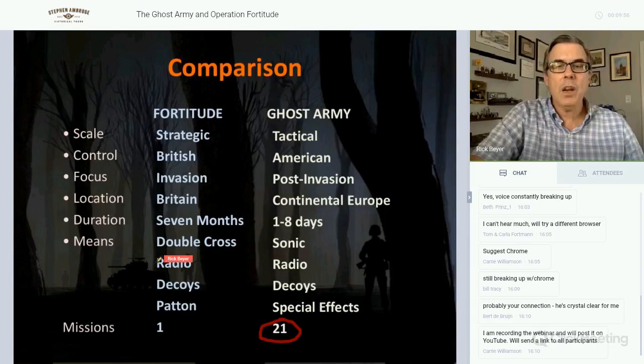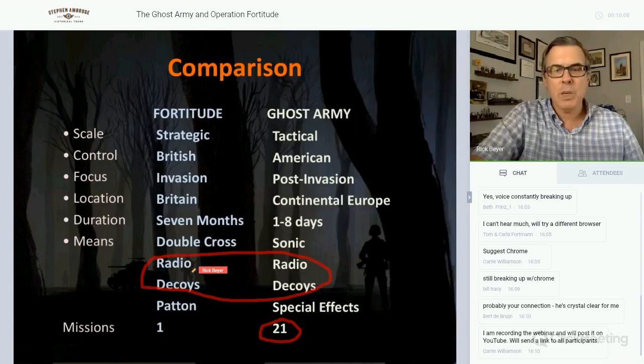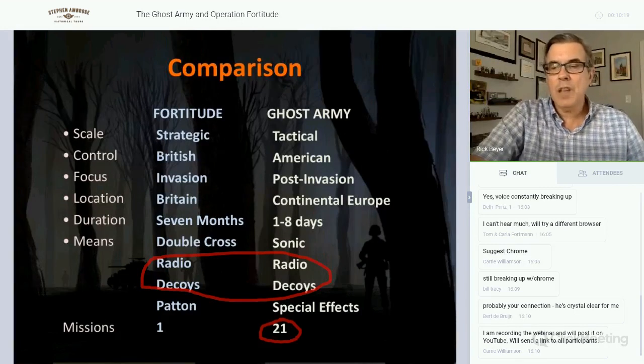And I would just note here, they both involved radio and they both involved decoys. And I think some of the confusion that happens here is that people then assume that the Ghost Army soldiers must have been doing some of this radio deception, or must have been doing some of the decoy deception for Operation Fortitude. And with one exception that I'll talk about, that's just not the case.